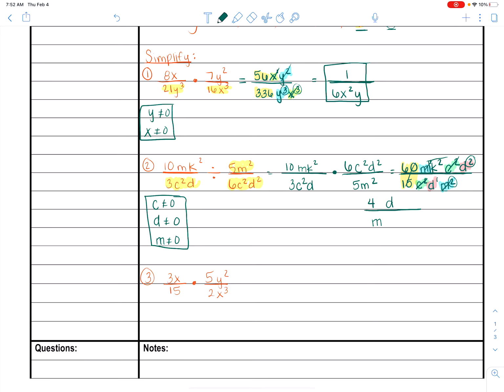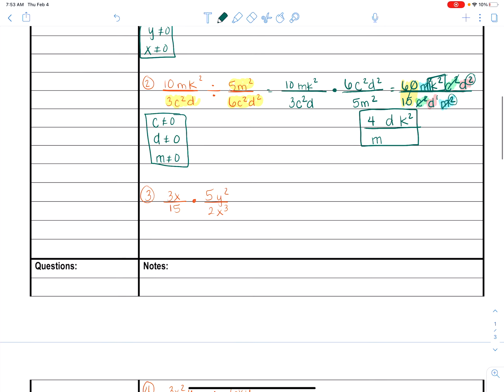Let's not forget this, K squared wasn't affected by anything because there's no other K. So I have 4DK squared all over M. And I know that C, D, and M cannot be 0.